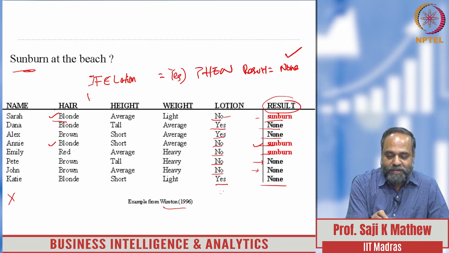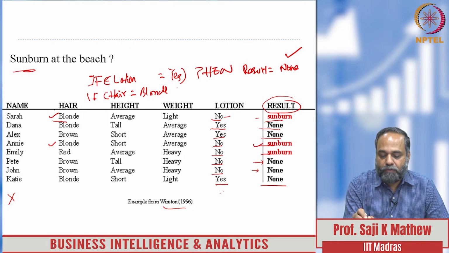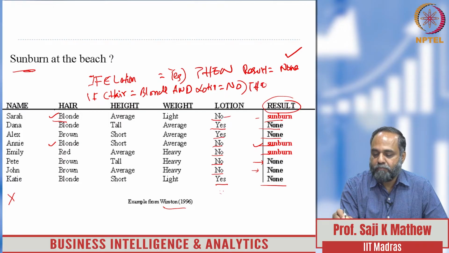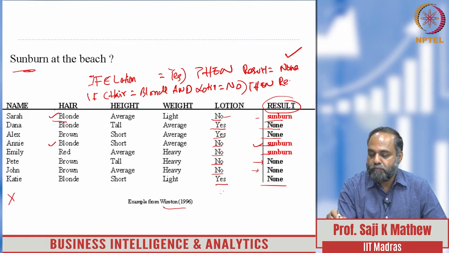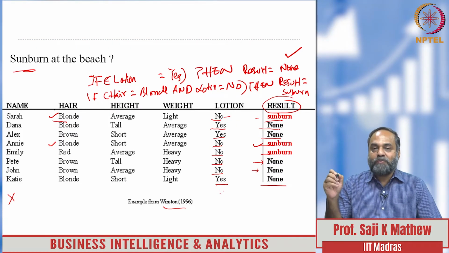So another rule that you can easily extract is: if hair is equal to blonde and lotion is equal to no, then result is equal to sunburn. Correct? Result is equal to sunburn. This is also, we have 100% confidence. Probability is 1 because we see 2 such records which fulfill these conditions.